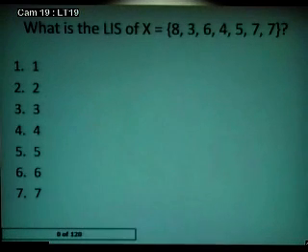Okay. But before that, a quick revision from last week's material. LIS, longest increasing subsequence. Tell me, what is the LIS of 8364577? Increasing, strictly increasing.